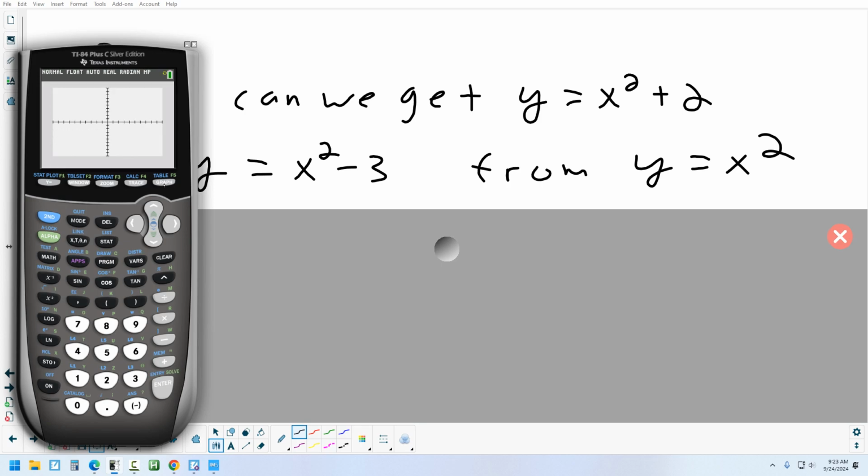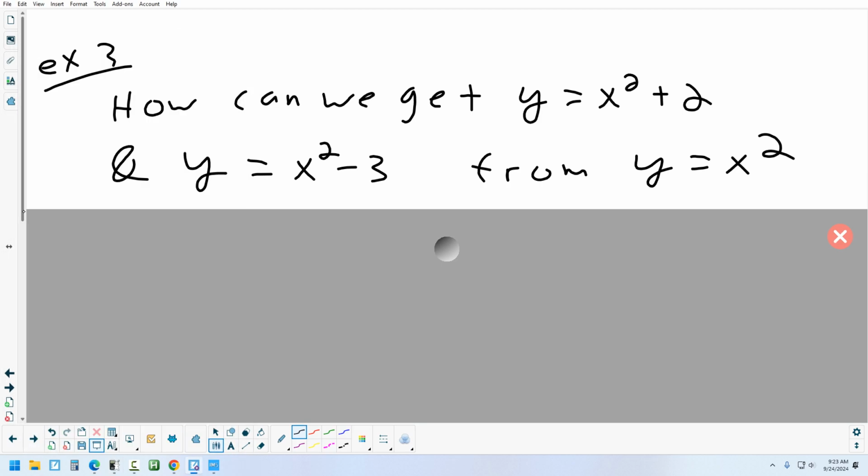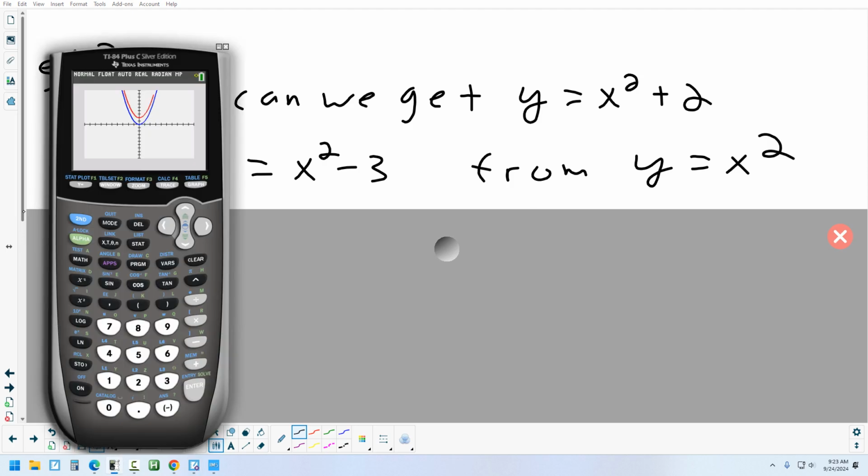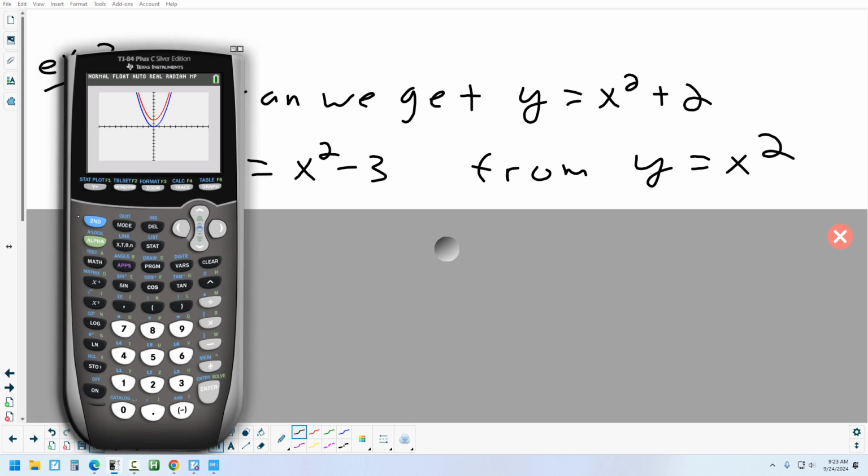This one does move on the y-axis. Do you think the plus 2 is going to move it up 2 or down 2? Yeah, it does. It moves it up 2. That's the original, and that's the new one. And you can tell it's gone up 2. What do you think if I did the minus 3? What would that do? That would move it down 3. Yep.